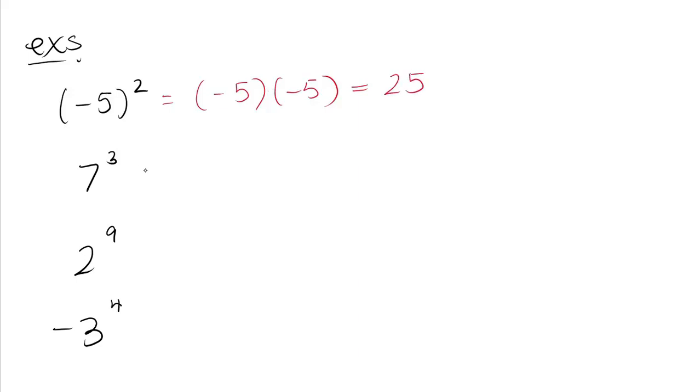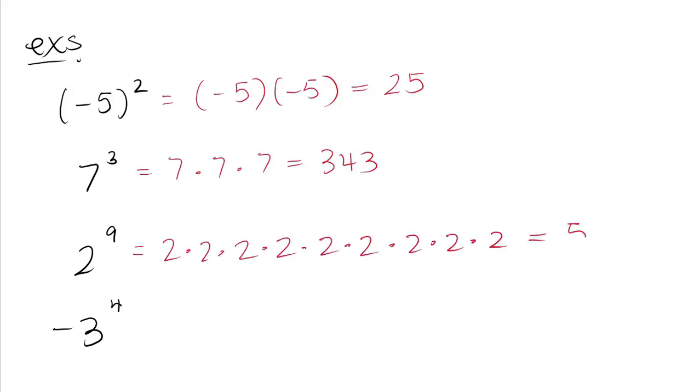The next 2 examples are more straightforward. 7 cubed is how we would read this one. It means 7 times 7 times 7, which is 343. 2 to the 9th is how we would say this. When the superscript is something other than 2 or 3, we read it as an ordinal, so 2 to the 9th. And this is 9 copies of 2 multiplied together. And 2 to the 9th is 512. You can see one of the uses of exponents is just to be concise. 2 to the 9th is much more compact than writing out 9 copies of 2.